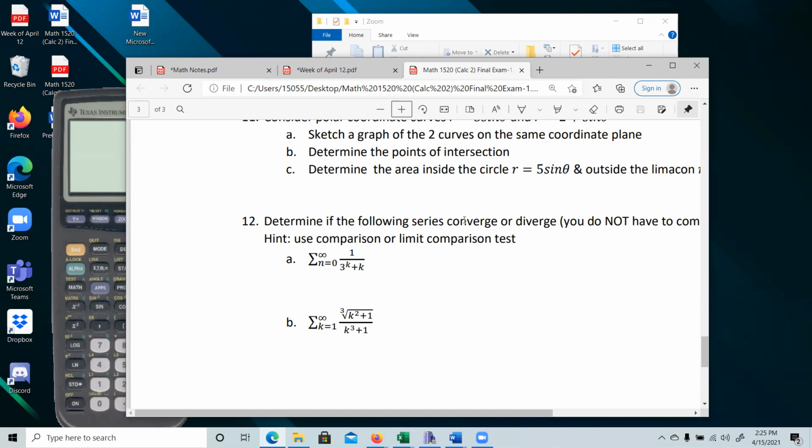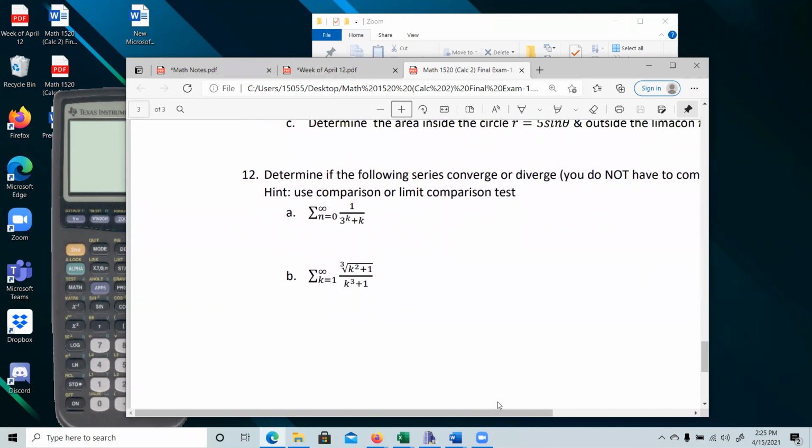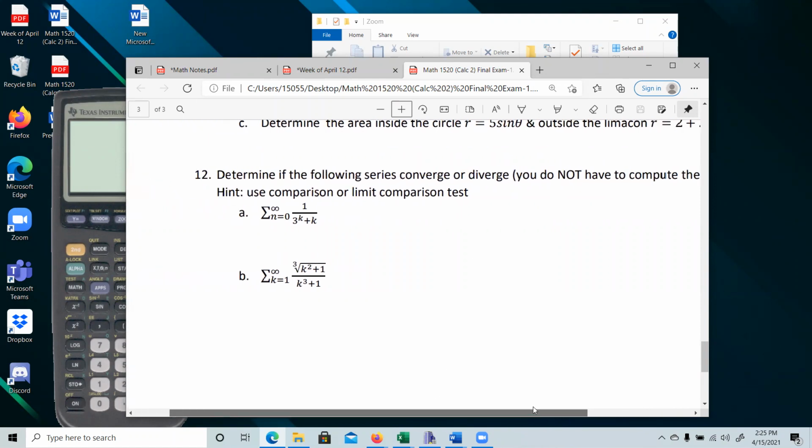So we're going to work on number 12 here. We're going to come back to the other ones, but we will do this. It says determine whether or not the series converge or diverge. You do not have to compute the sum. This will be the same kind of problem. Use comparison or limit comparison tests.